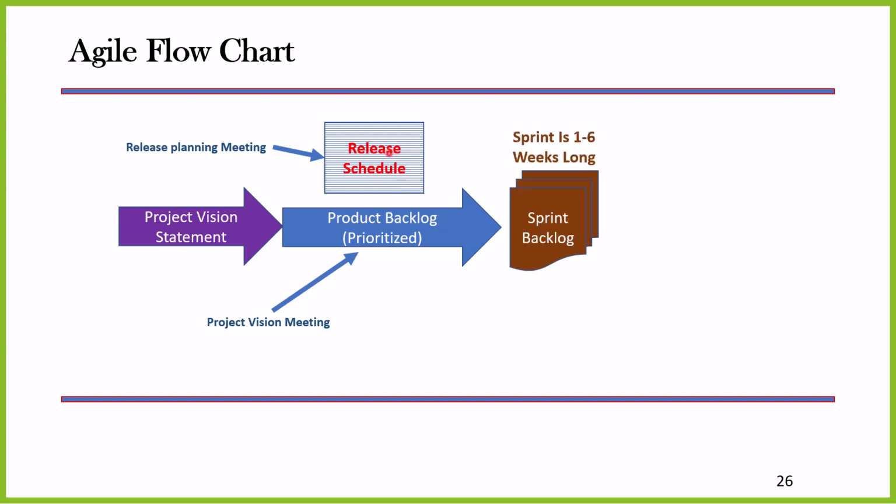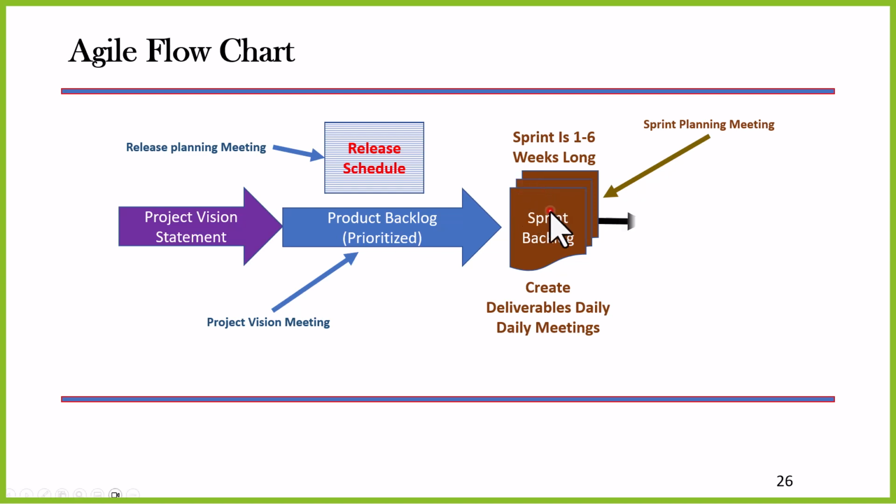Then I break that product backlog down into sprints or iterations. And I establish the length of each sprint or each iteration. This is done in the sprint planning meeting. And I'm also creating deliverables daily. Okay? So every time I finish a sprint, I am creating and delivering a deliverable.